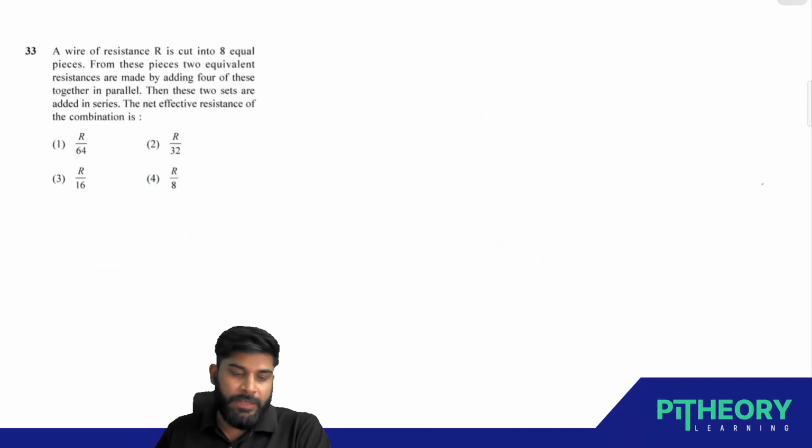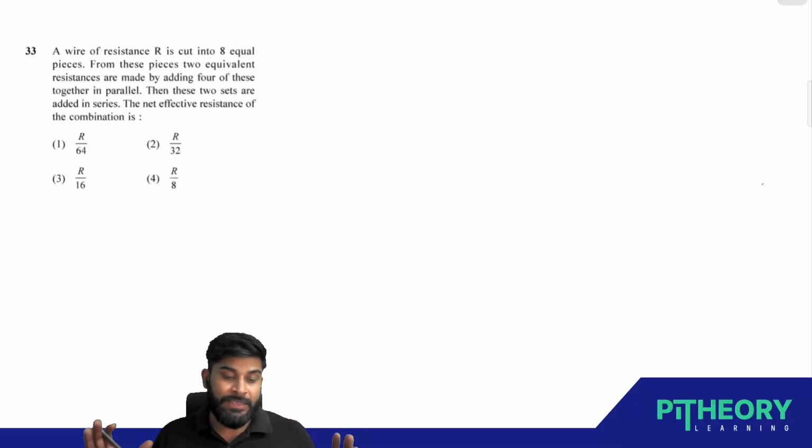So yeah, question number 33. A wire of resistance R is cut into 8 equal pieces. From these pieces, two equivalent resistances are made by adding 4 of these together in parallel. Then these two sets are added in series. What is the net effective resistance of the combination?